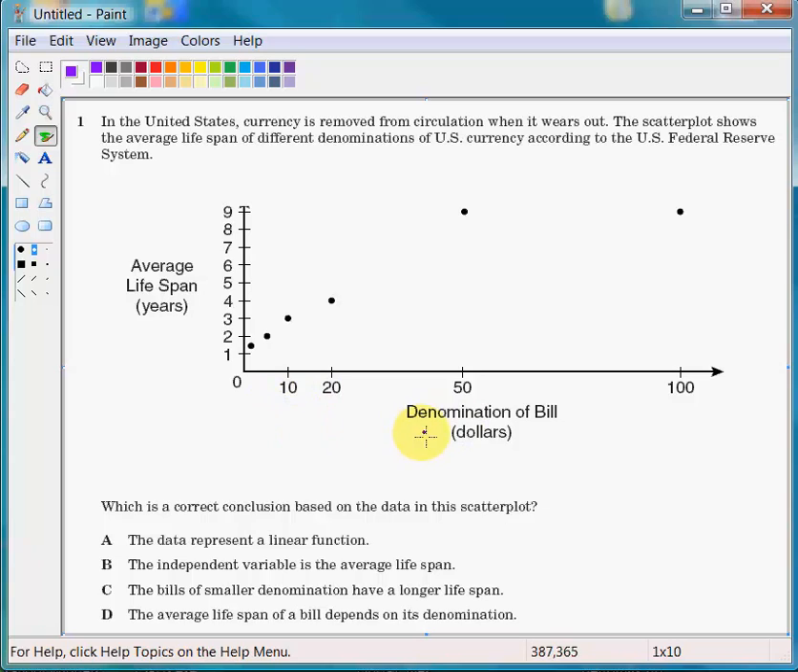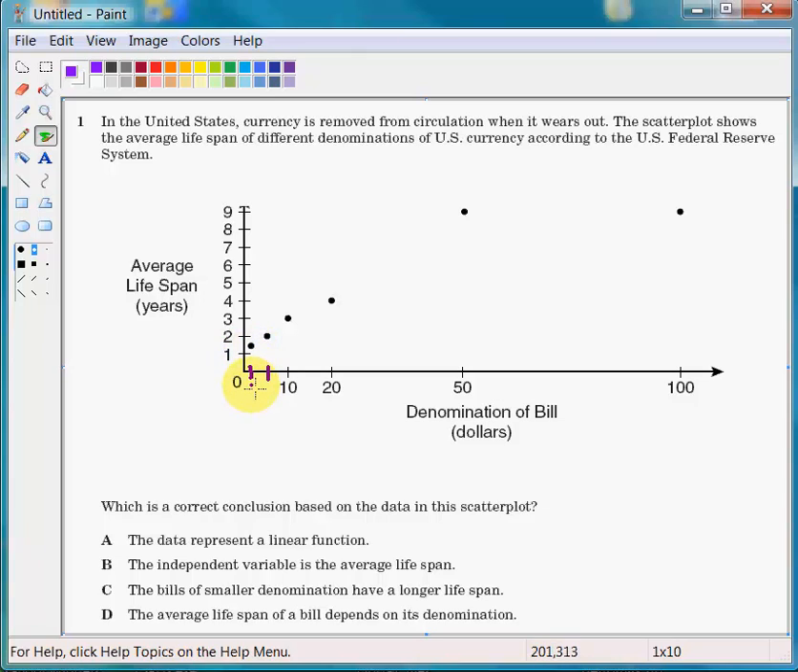Along the x-axis, we have the denomination of the bill in dollars. They've listed 10, 20, 50, and 100. But looking here, I see that 1 is also on there, as well as 5. On the y-axis, we have the average lifespan in years, and that ranges from 0 to 9.